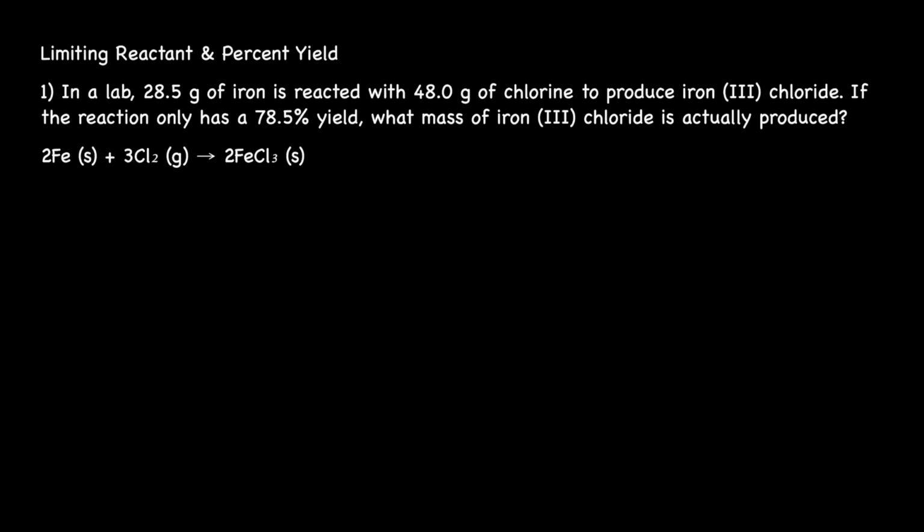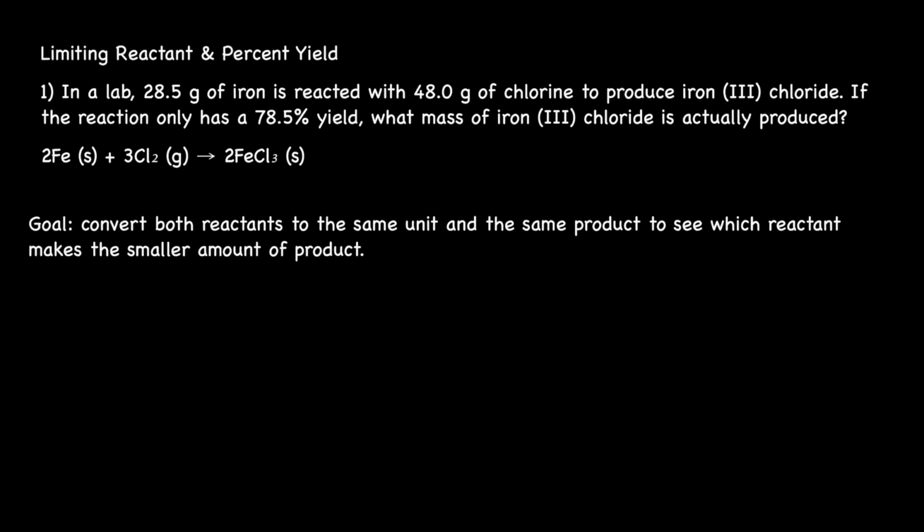In a lab, 28.5 grams of iron is reacted with 48 grams of chlorine to produce iron 3 chloride. If the reaction only has a 78.5% yield, what mass of iron 3 chloride is actually produced? The equation is given. When we are given amounts for both reactants, it is a limiting reactant problem.